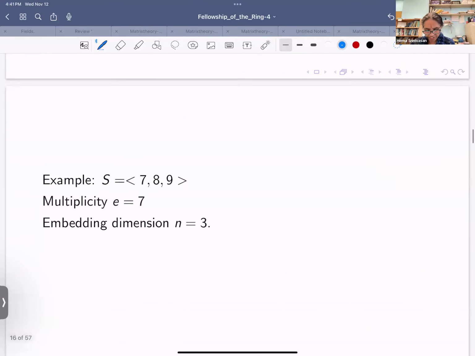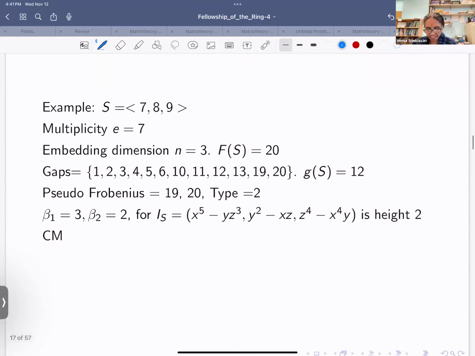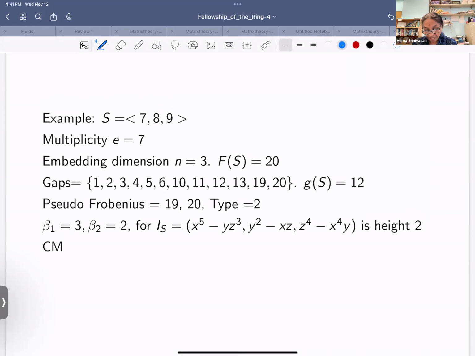We just want to do an example, say, if I have 7, 8, and 9, then the multiplicity is 7, the embedding dimension is 3, and the gaps are, precisely, I just have all of them up to 6; 10, 11, and 12 are not there. 13 is not there. 19 is also not there if you just look at it. And 20 also, we cannot write it as a sum of these things. So this is it.